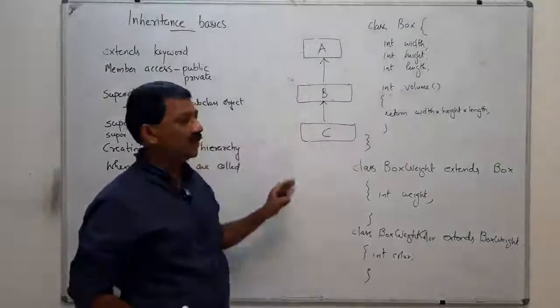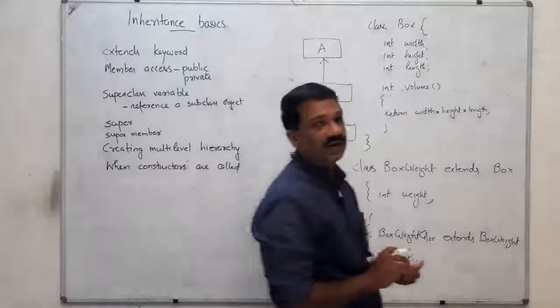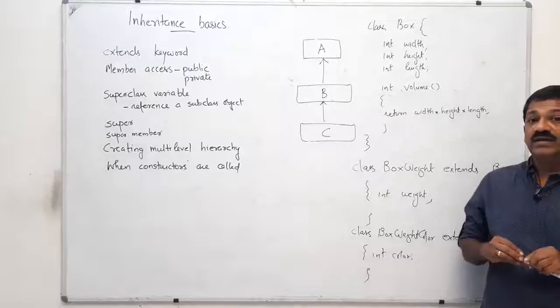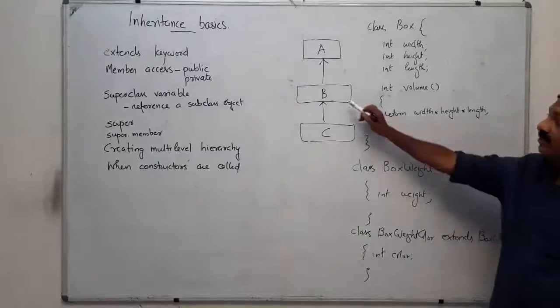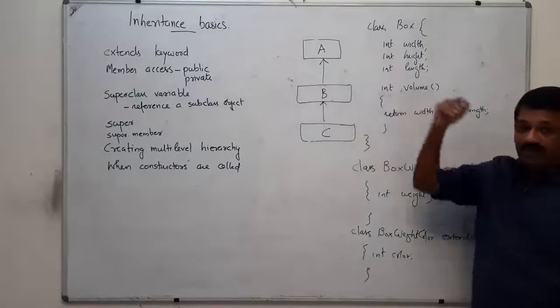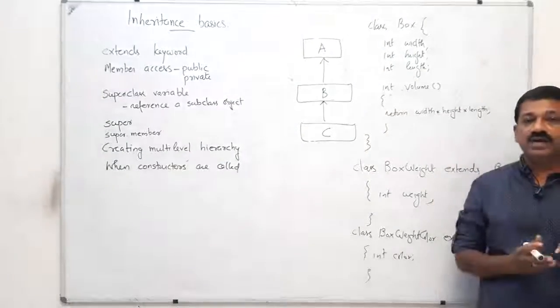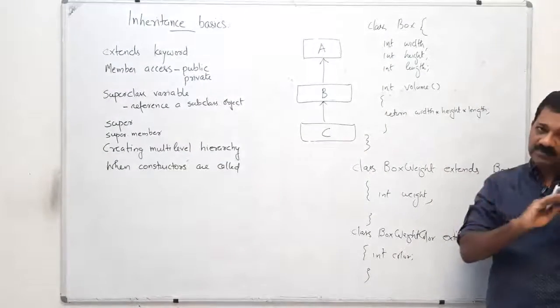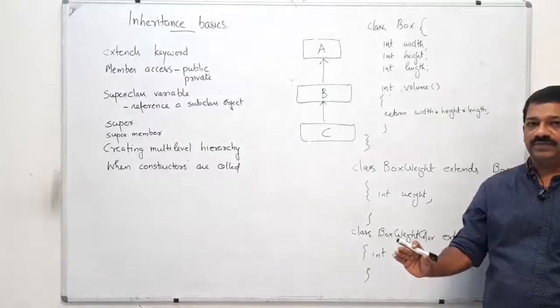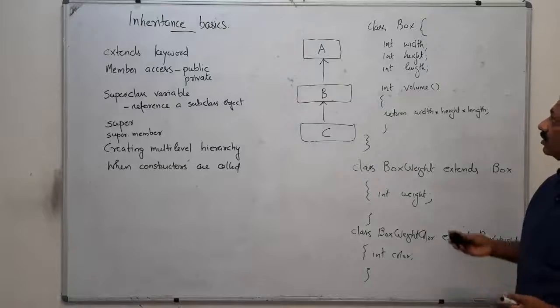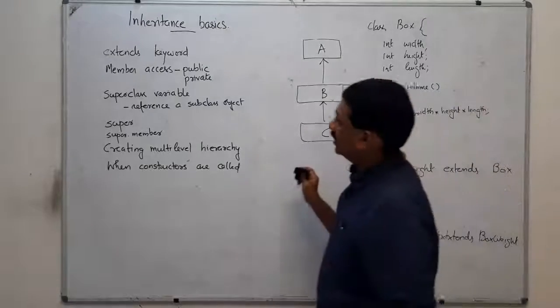So these are the basics of inheritance. If you have a base class, you can inherit it. That means if you have to include one more property to that base class, you can create a new class inheriting all the properties of the base class plus some additional features. Okay, so that's all about inheritance.